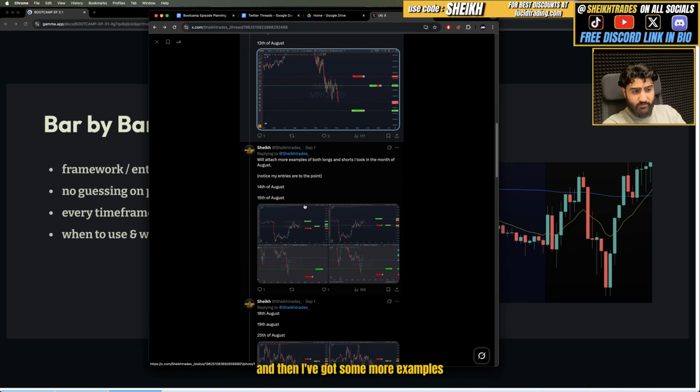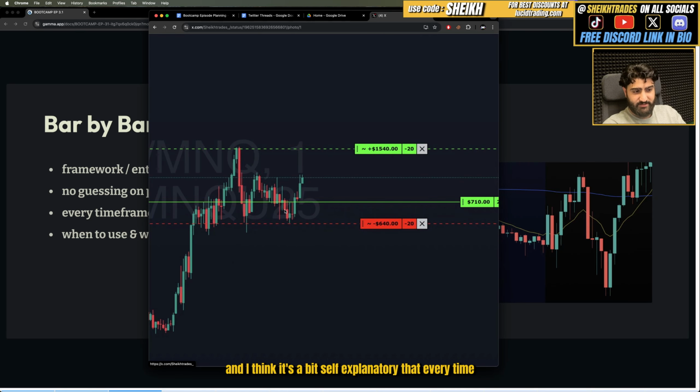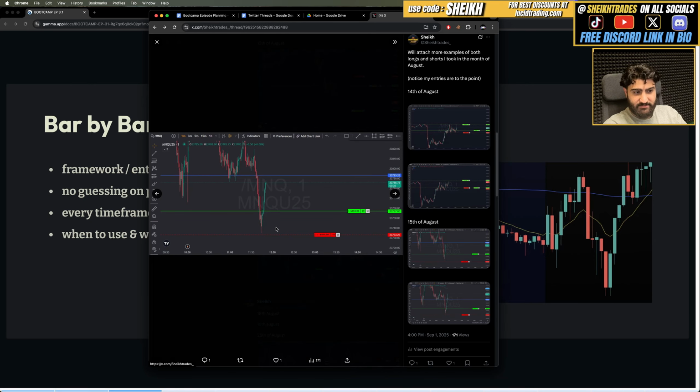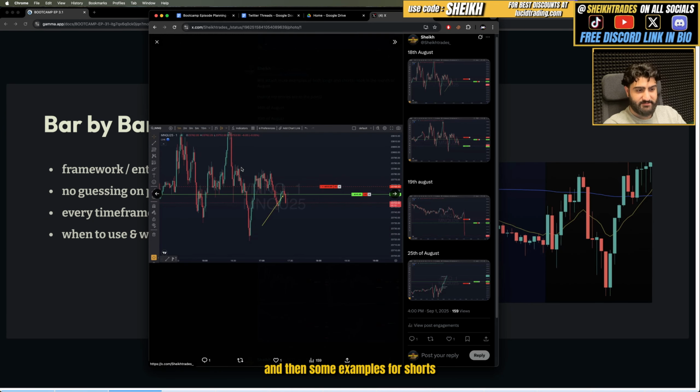And then I've got some more examples. Notice my entries. You could just watch my entries, and I think it's a bit self-explanatory that every time I'm trying to join this pullback, the most logical time for me to enter this trade wasn't here, it wasn't here, that's way too wide, it isn't here, it isn't here, it isn't here, it's finally here, and I take my trade. Same with this, you could see that it ran all the way. Same with this, same with this. You could see that they're running, and then some examples for shorts.